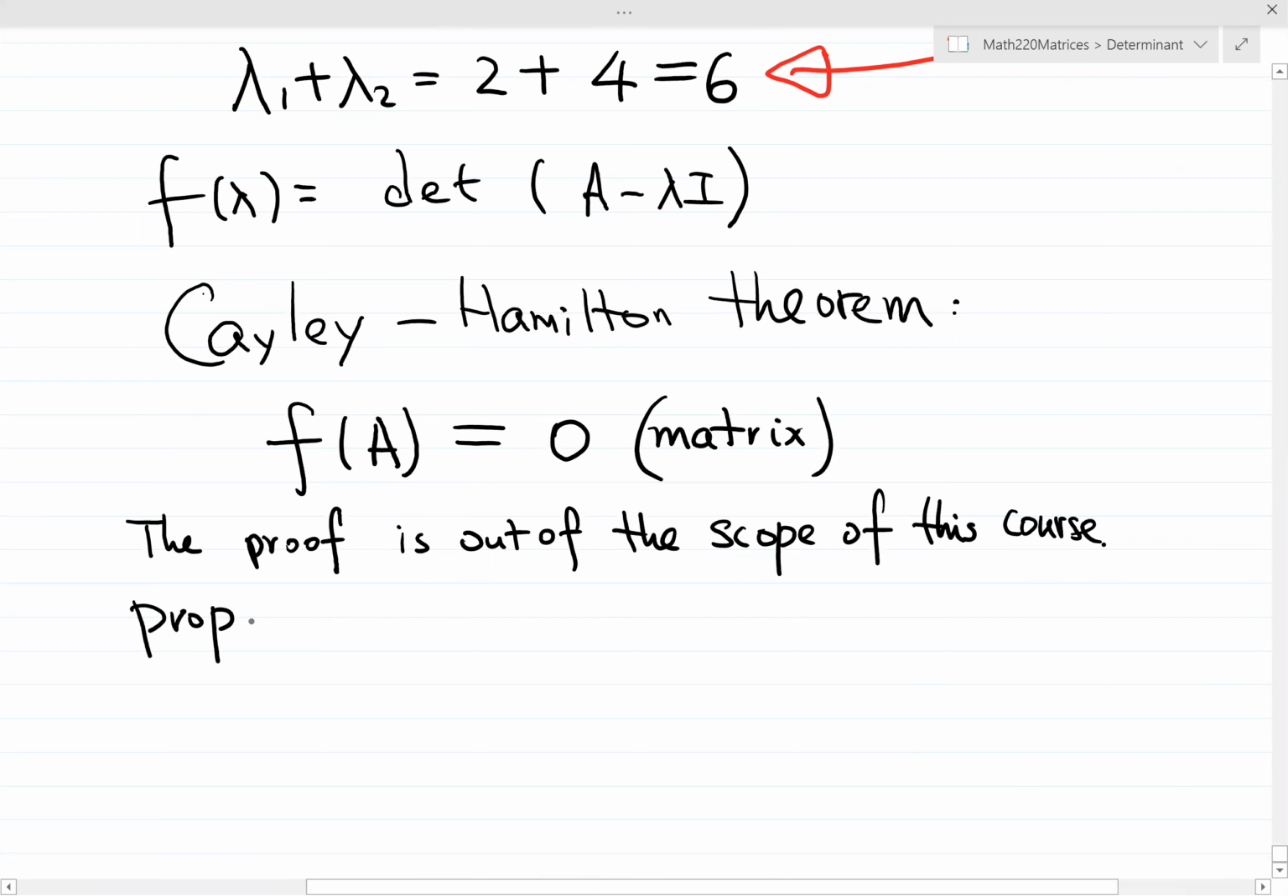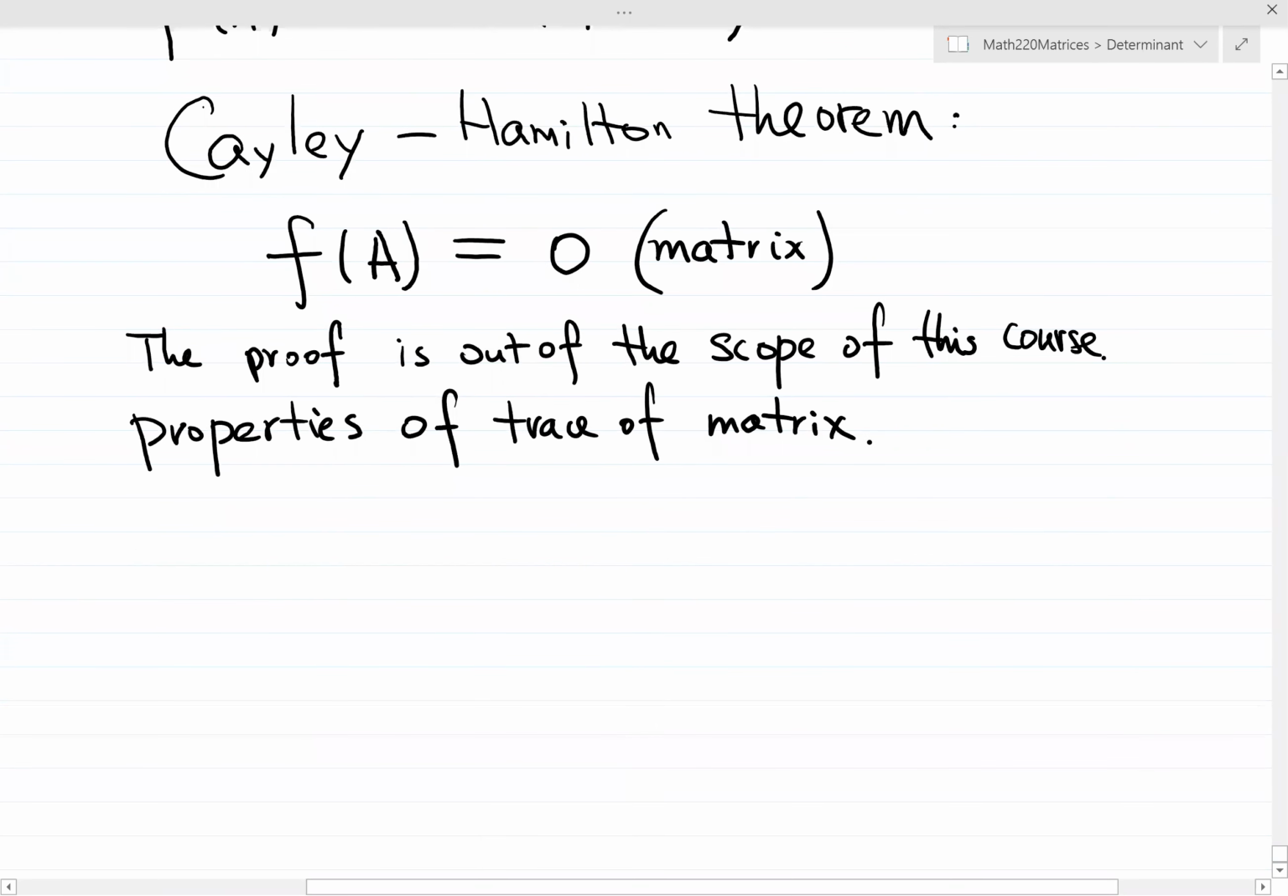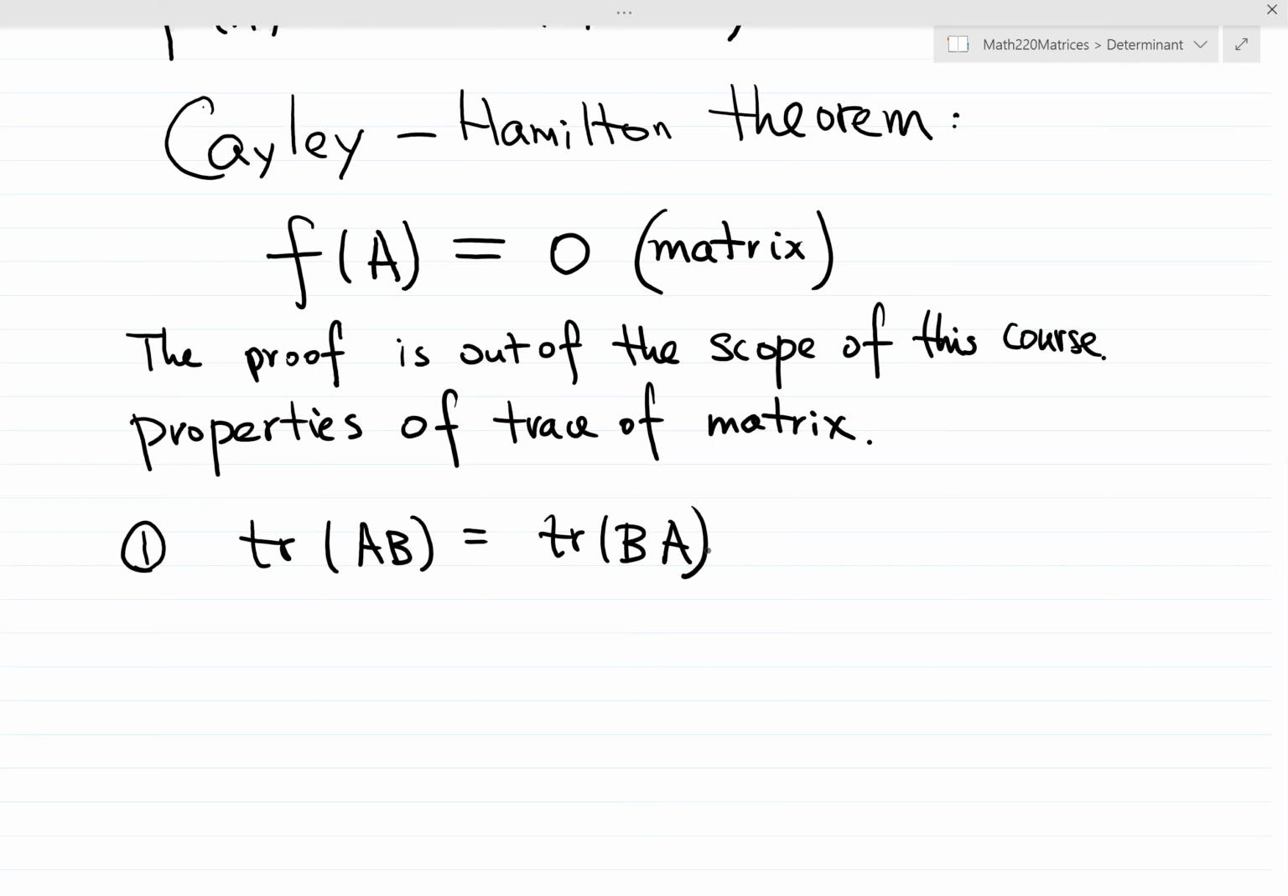Properties of the trace of a matrix. Trace operation. First of all, property 1: trace of AB is equal to trace of BA. I.e., if you have a product of 2 matrices, then you actually have trace AB equal to trace BA.